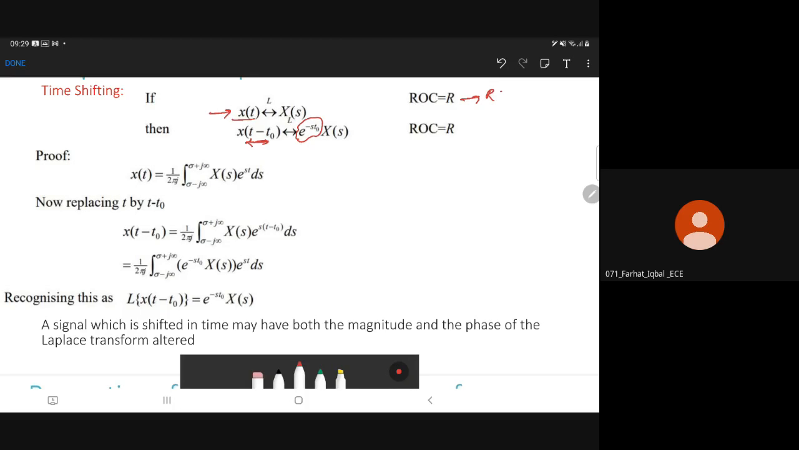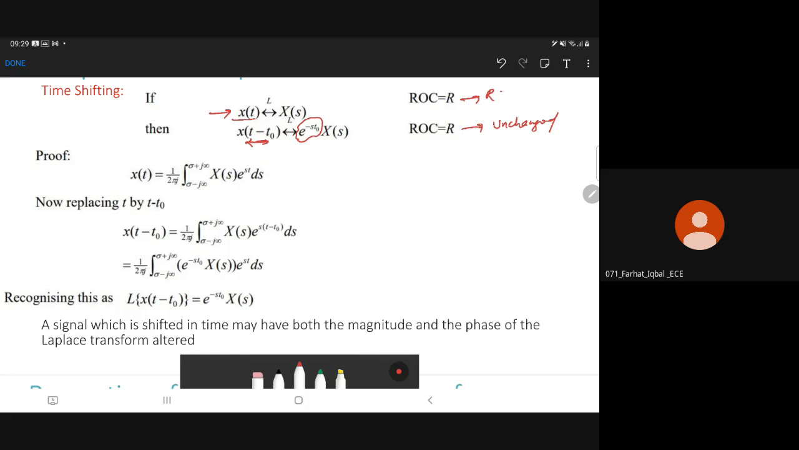Time shifting is as good as multiplication of its Laplace transform by e to the power minus st naught in the Laplace domain. And please note that the region of convergence remains unchanged, it does not shift. So whenever we do time shifting of a signal, its Laplace transform will change, but the region of convergence does not change. Okay, so we have an example here.